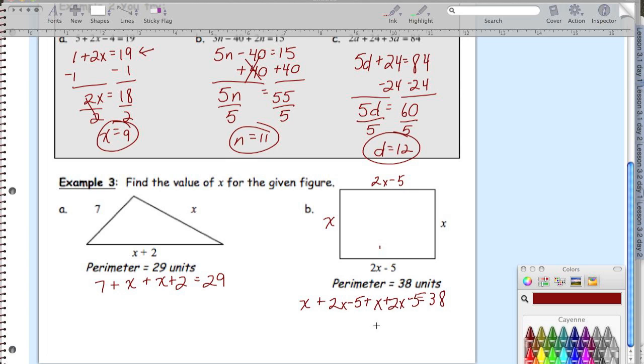Now an easier way to do it, instead of all these terms, would be to say, all right, we have x and x, so I have two of those, so 2 times x, plus we have 2x minus 5, 2x minus 5, so just write that like that. 2 times (2x minus 5) equal to 38. That is going to involve a little distributing, but looks a lot nicer than all of these terms.